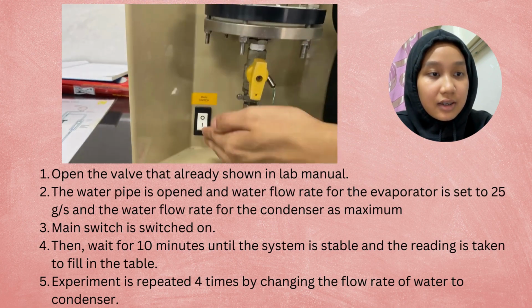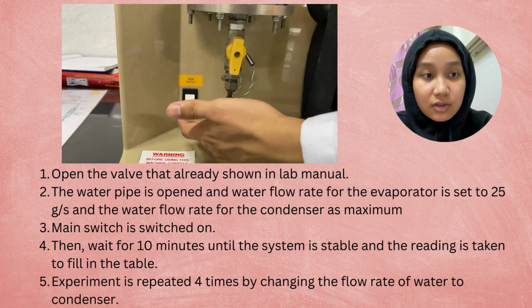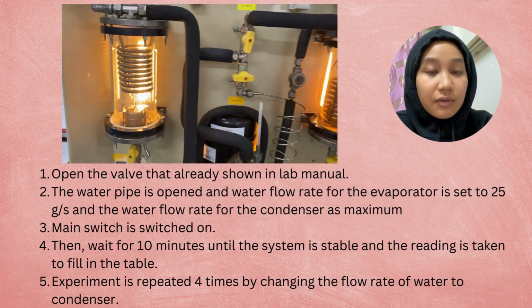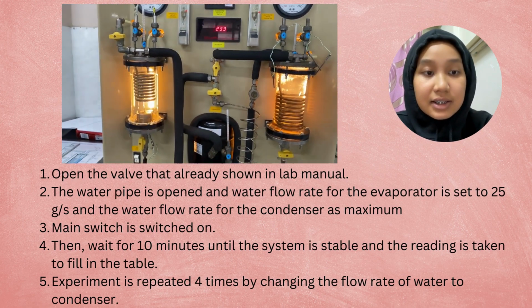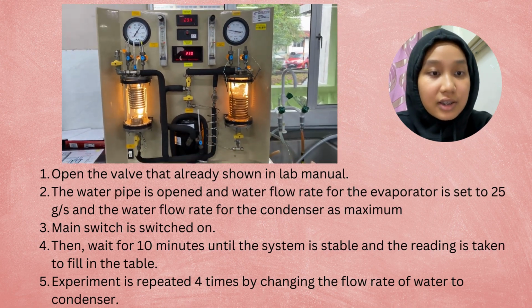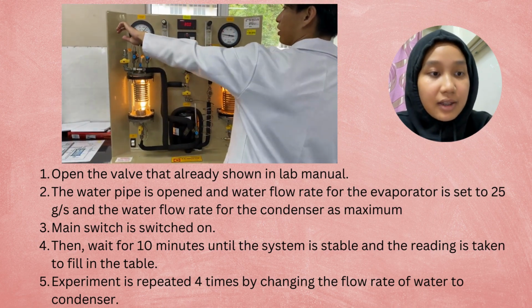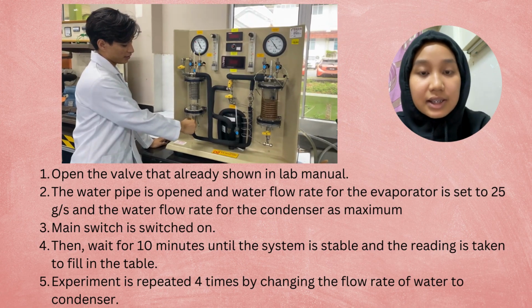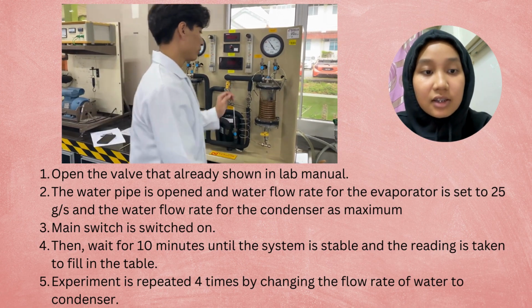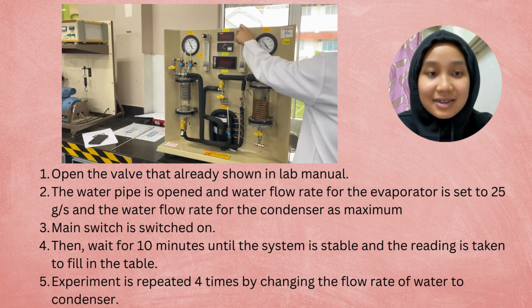After that, we switch on the system and wait for 10 minutes until it is stable, and then take all the readings to fill in the table. After that, we repeat this experiment 4 times by changing the flow rate of water to the condenser. That's all. Thank you.